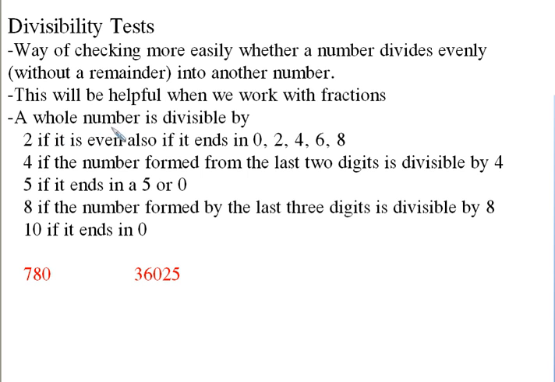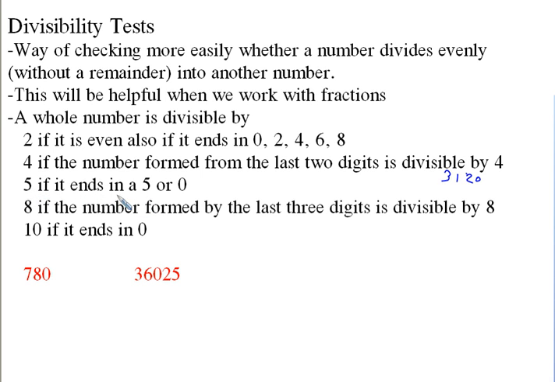So a whole number is divisible by 2 if it is even. Another way of saying that is if it ends in 0, 2, 4, 6, or 8. A number is divisible by 4 if the number formed by the last 2 digits is divisible by 4. So, for example, the number 20 is divisible by 4. If I have 120, the last 2 numbers are divisible by 4. If I have 3,120, I know it's divisible by 4 because the last 2 numbers are divisible by 4.